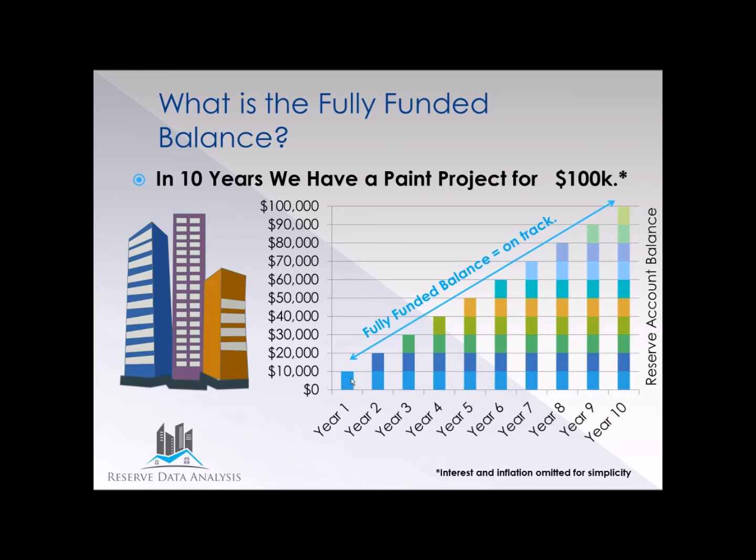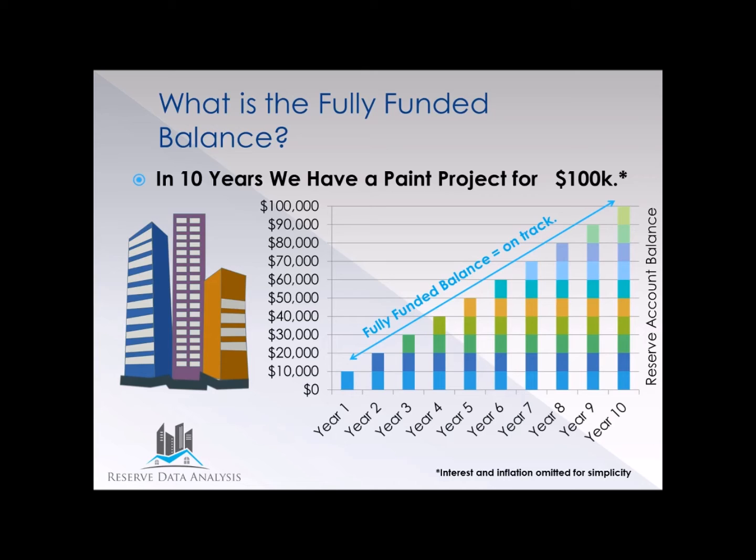They are 100% funded. Now, it's very important to note, in year one, when they're 100% funded, they do not have enough money to pay for the $100,000 project. They only have $10,000 in their reserve account. But we consider it 100% funded because they have deposited their fair share into the reserve account. So 1/10 the cost of that paint.